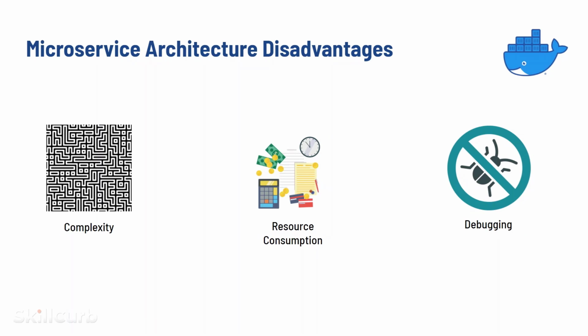Now that I've discussed some advantages of the microservice architecture, let's discuss some disadvantages as well. The first disadvantage is the actual communication between the different parts of the application.